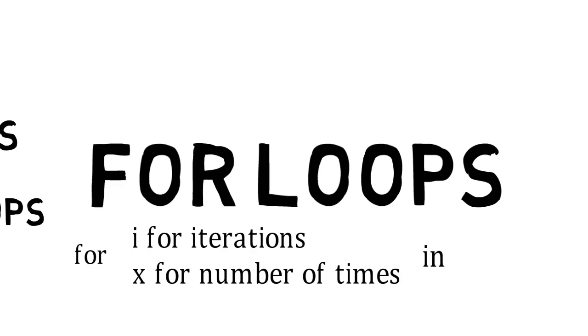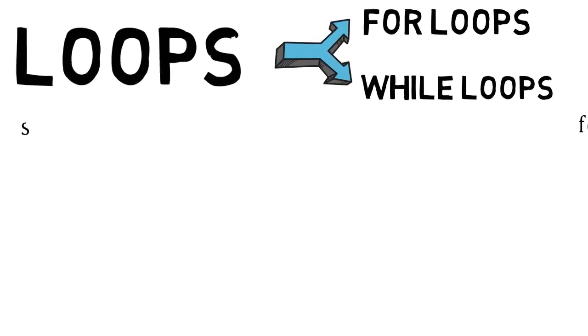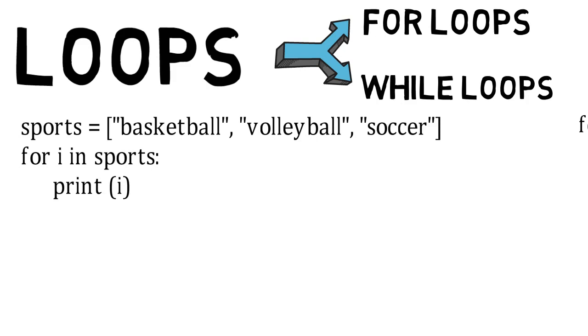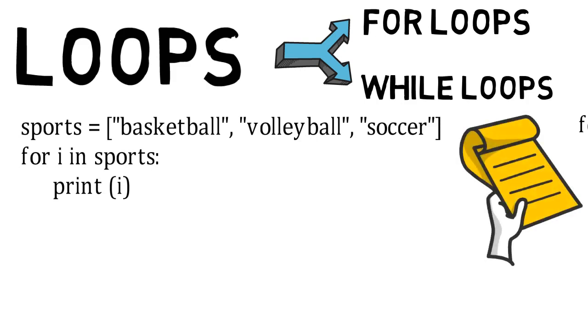Let's take a look at an example. sports = ["basketball", "volleyball", "soccer"]. for i in sports: print(i). In this example, we are creating a list variable called sports and putting in the entries basketball, volleyball, and soccer.